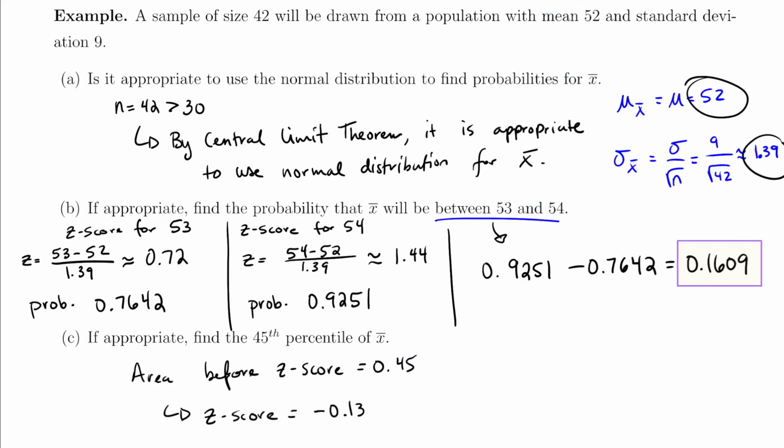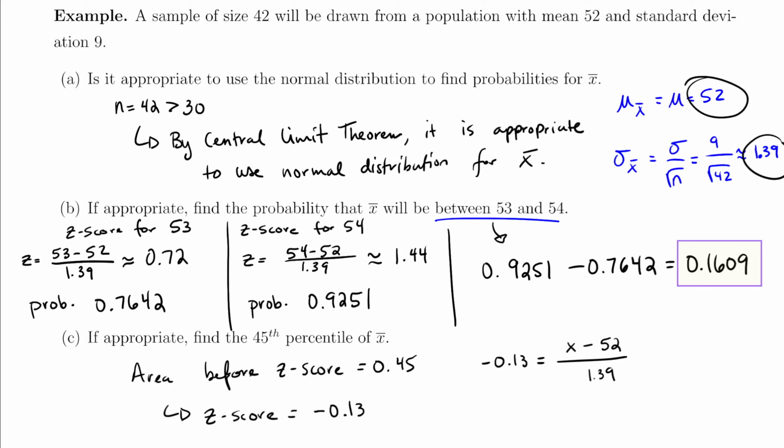And now to finish up the problem, while this z-score is the 45th percentile, we want to take things back to our original problem, which dealt with our normal distribution, not the standard normal. So I'm going to write out my z-score formula. Negative 0.13 is equal to the value I'm looking for minus my mu sub x bar, which in this case is 52 from above, divided by my sigma sub x bar, which is 1.39.